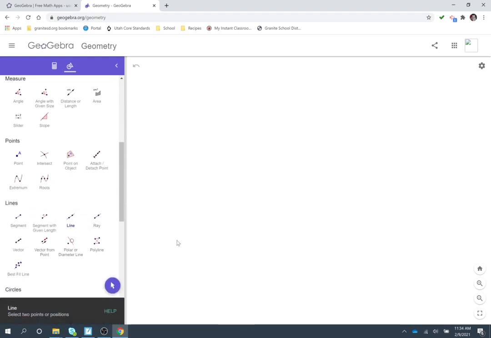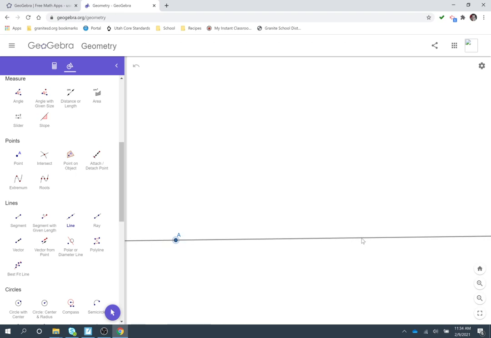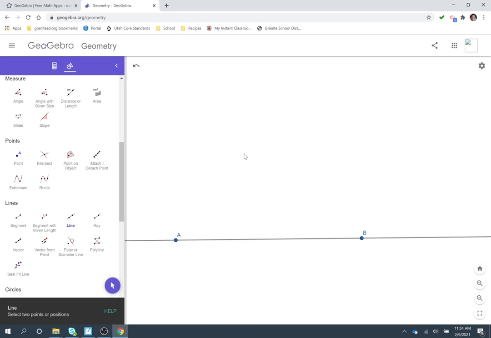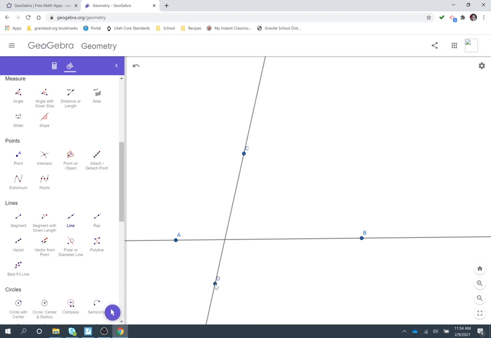and we're going to do line AB. This is our starting point, and our goal is to construct a line that is parallel to that. Now, in order to do that, we're going to keep our line tool, and I'm going to construct another line CD that intersects AB somewhere. Then we're going to grab our intersect, and we're going to place point E where those two intersect.